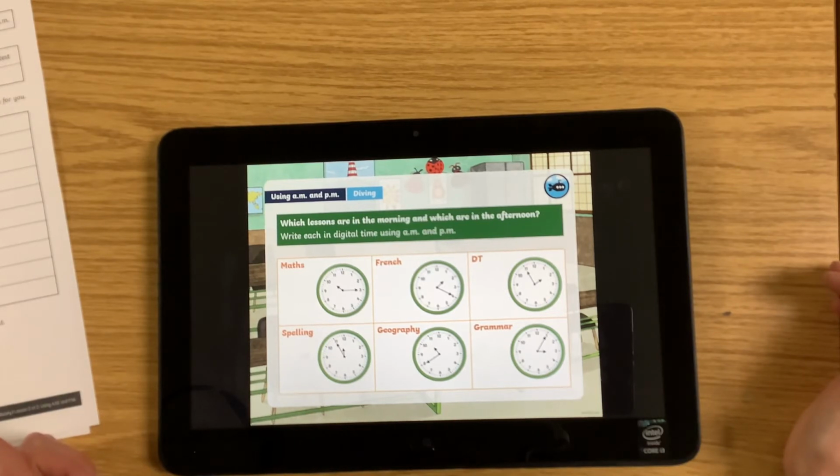Now, what I need to think about is, can I take these times? And if it's during school, can I decide if this is a morning time or an afternoon time? If it's a morning time, it's going to be AM. If it's an afternoon time, it's going to be PM.